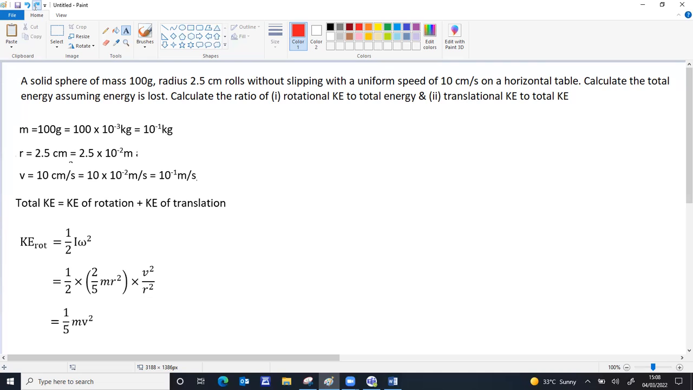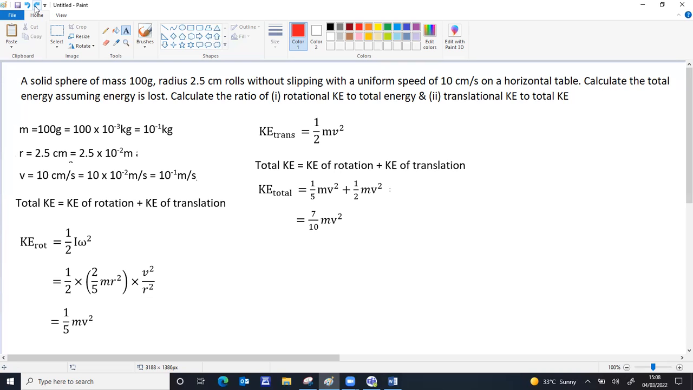Kinetic energy of translation, we have half mv square. So if you add both, you get the total kinetic energy: half mv square plus half I omega square. But half I omega square is calculated as 1 by 5 mv square. So you take the addition with LCM, 7 by 10 mv square. That's the total kinetic energy.